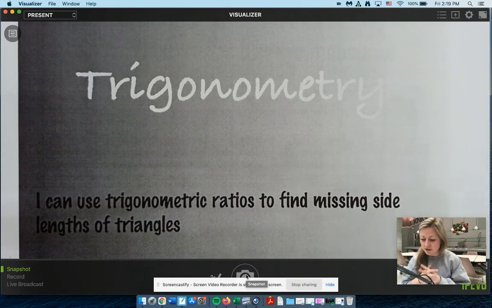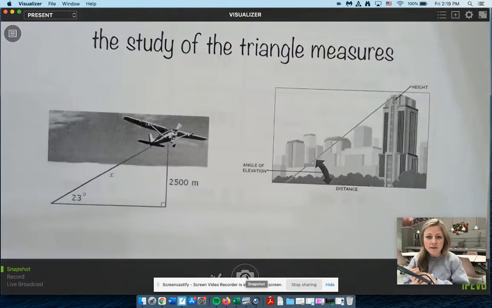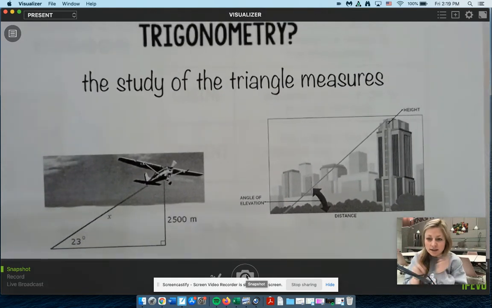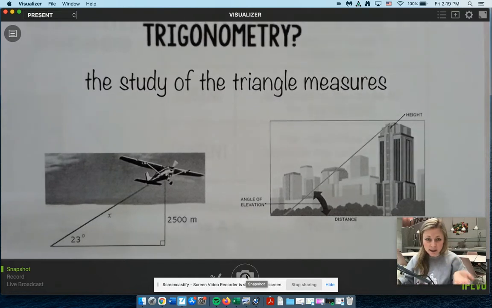So let's just talk about what is trigonometry. It's the study of triangle measures. We'll use it to help us solve for missing sides and angles in right triangles. There's a lot of applications, like aviation uses a lot of trigonometry, engineers use a ton of it, architects. It is very, very applicable to careers. We'll see some of that next week when we learn some of the applications to this. But again, it's just the study of triangles.